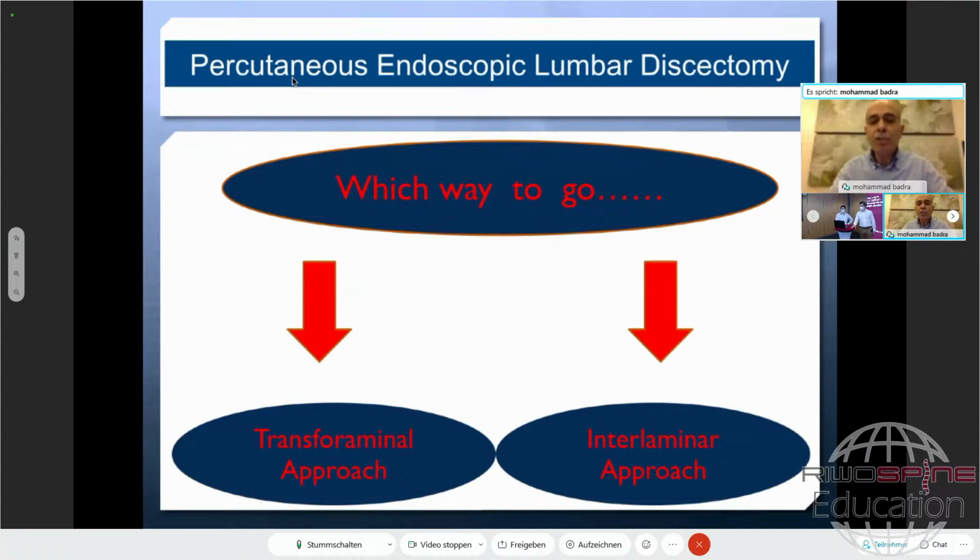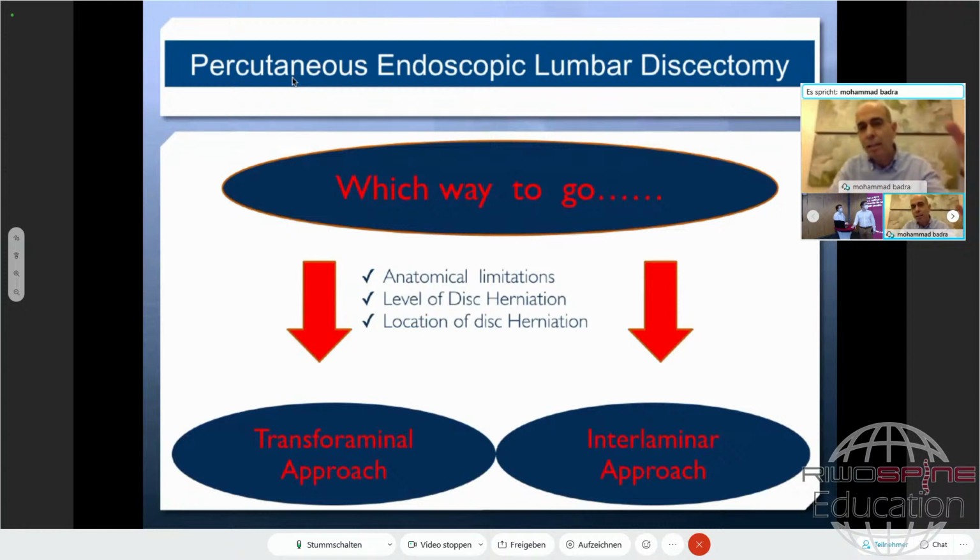Actually, the selection criteria are based on several factors, mainly the anatomical limitation of the segment you are working at. For example, whether this is a primary case or a revision case, and the level of the disc herniation, because a disc at L2, L3 is approached in a different way from a disc at L5-S1. The location of the disc herniation matters too. For example, a centrally located disc herniation is approached in a different way from a foraminal or extraforaminal disc herniation.